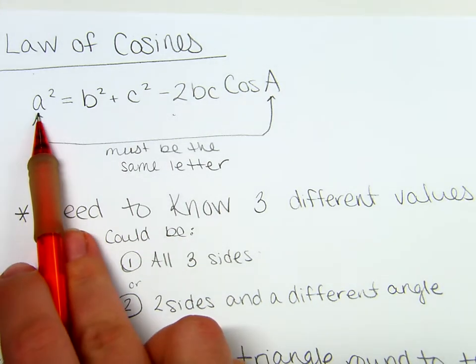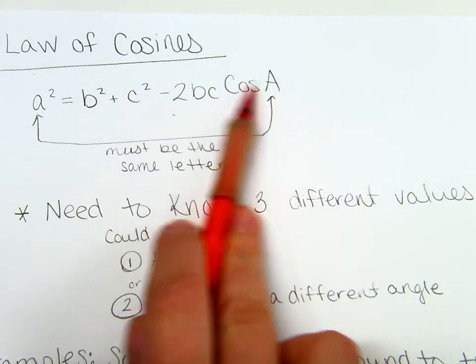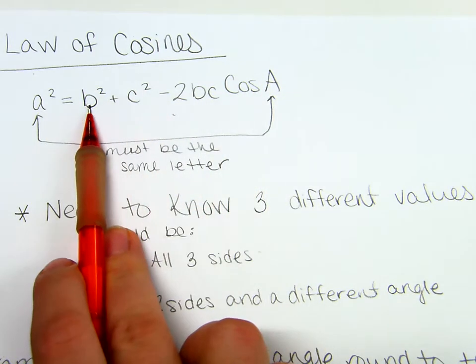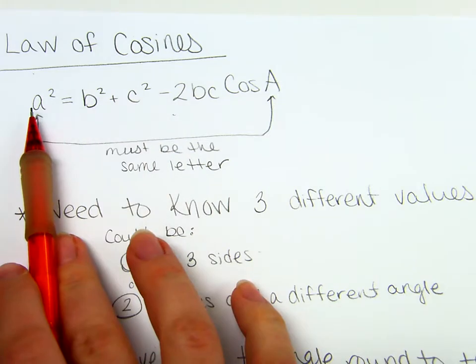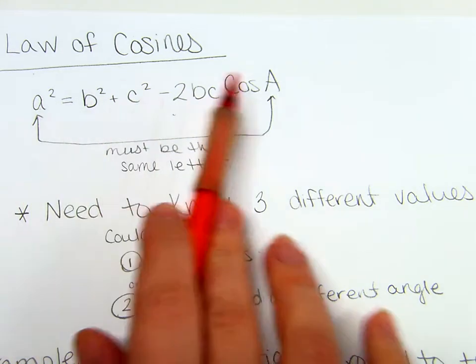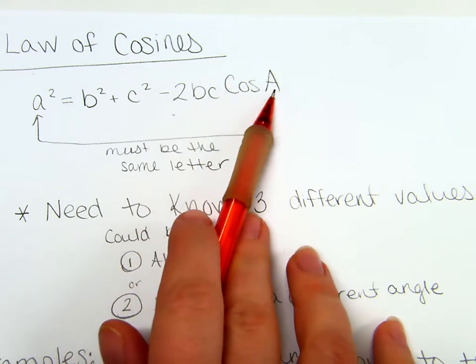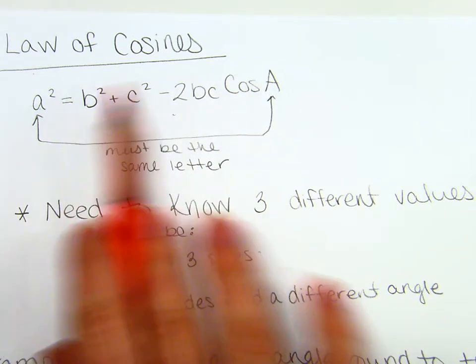These letters, the a squared and the cosine of A, can be switched around to b's and c's. The only thing that has to happen is whatever the equation is equal to, you have to do the cosine of that letter as well. So these two letters always have to match.